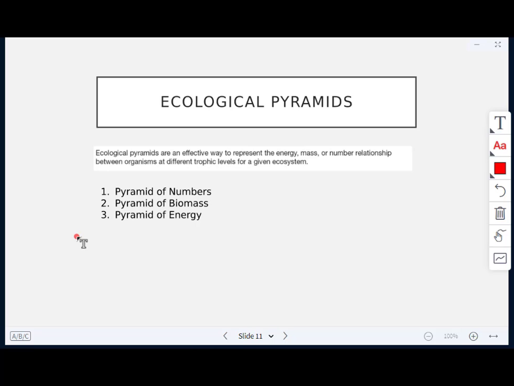Our next topic is ecological pyramids. These pyramids are an effective way to represent energy, mass, or number relationships between organisms at different trophic levels for a given ecosystem. The three that we're looking at are pyramid of numbers, pyramid of biomass, and pyramid of energy.